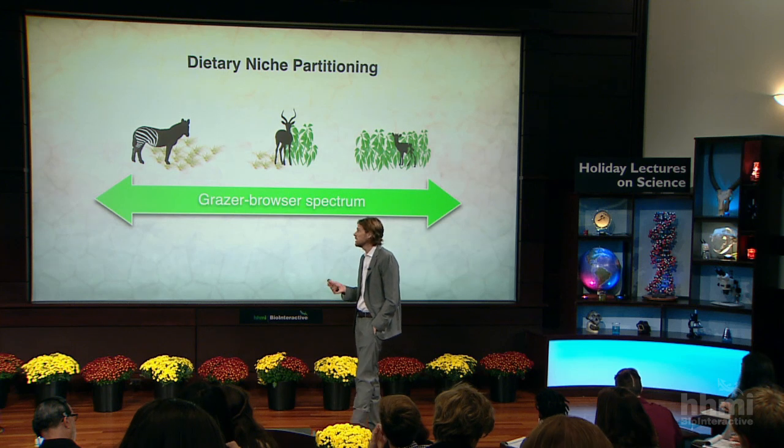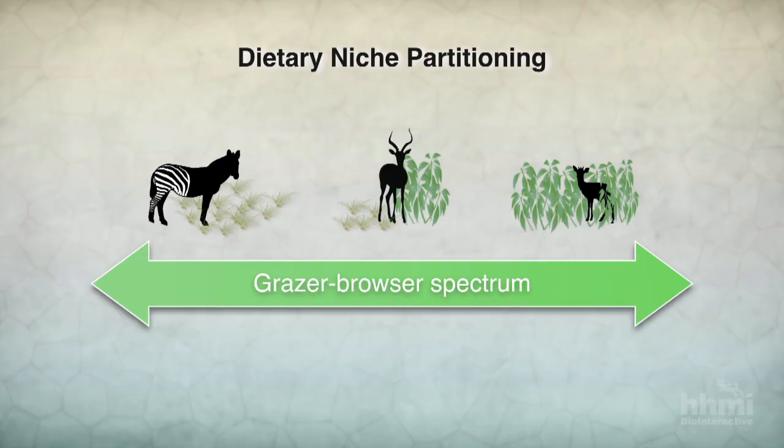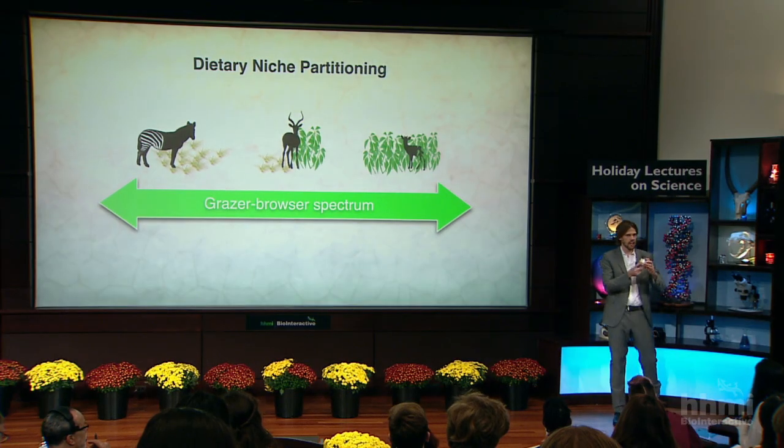Dietary niche partitioning is another key mechanism that we need to consider. And the way this has been thought about in the case of these large mammals here is largely in terms of something called the grazer-browser spectrum. So over here on the left we have zebra. That's a grazer. Means it eats predominantly grass. And over there on the right we have a dik-dik, and it eats almost exclusively non-grass or browse.